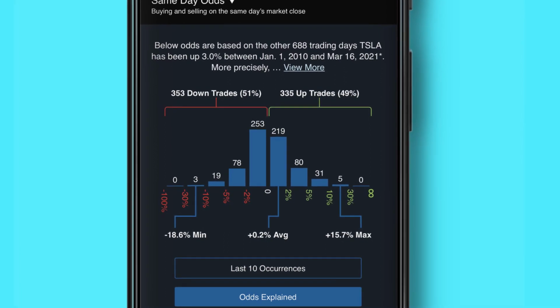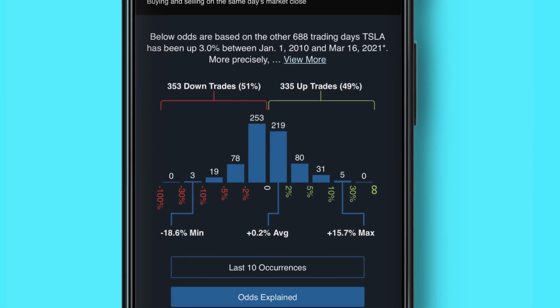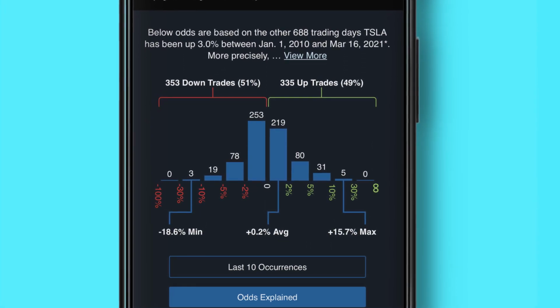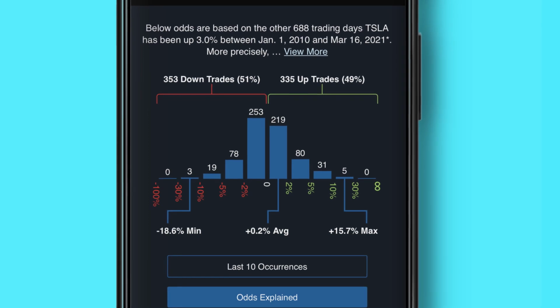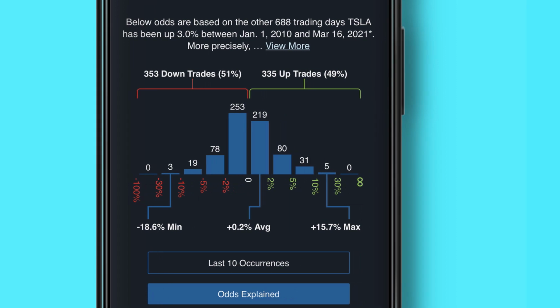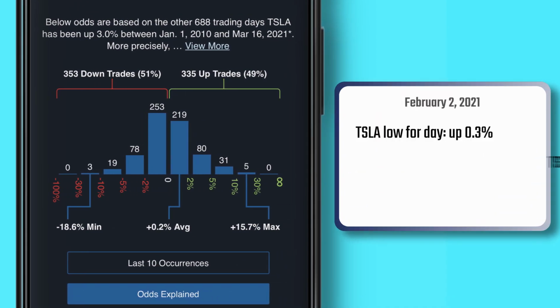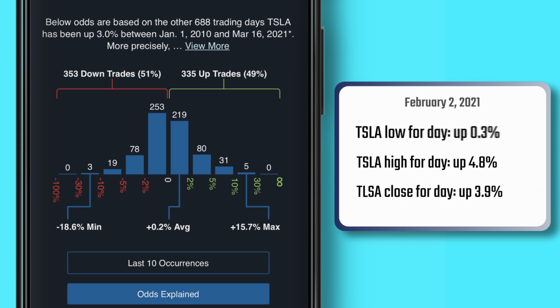First, we find all the days since 2010 where Tesla traded up 3% at some point during market hours, and we see what would have happened if on each of those days you bought the stock when it was up exactly 3% and held it until the same day's market close. So, for instance, on February 2nd, 2021, Tesla traded within a range of being up 0.3% to being up 4.8%, but finished the day up 3.9%. This means Tesla was up 3% at some point that day, so that day qualifies for the odds shown here.